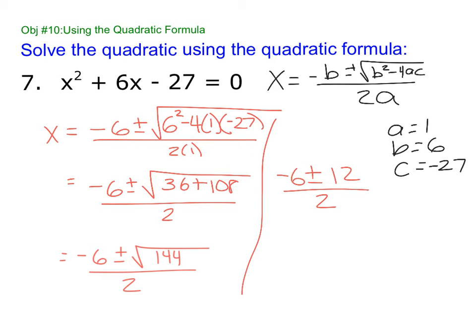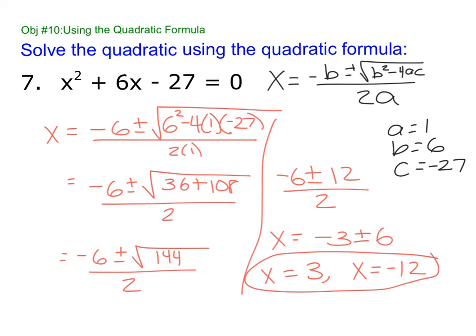I'm now going to divide. Negative 3 plus or minus 6. And then we're going to figure out what those two numbers are. Negative 3 plus 6 is 3. Negative 3 minus 6 is negative 12. And those are my answers. It's a little bit of work, but you know what? It's better than completing the square with some of those numbers.